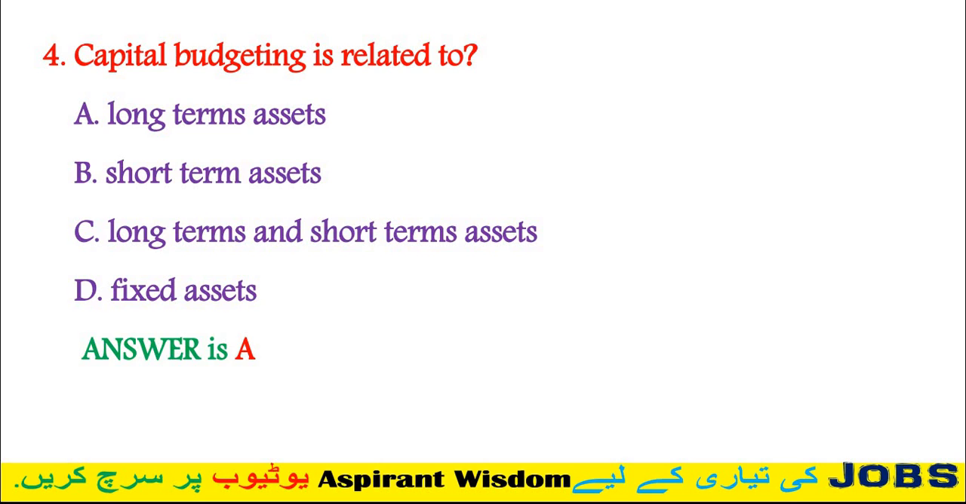4. Capital budgeting is related to: A. Long-term assets, B. Short-term assets, C. Long-term and short-term assets, D. Fixed assets. Answer is A.